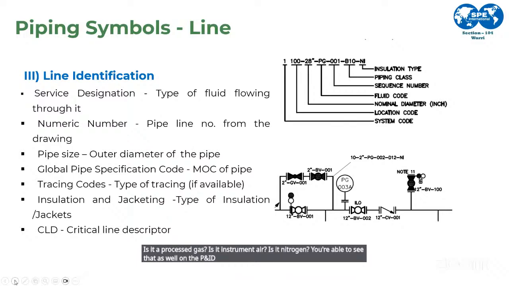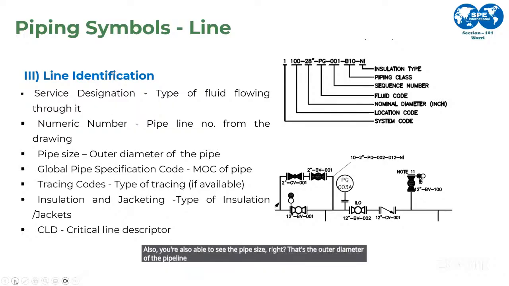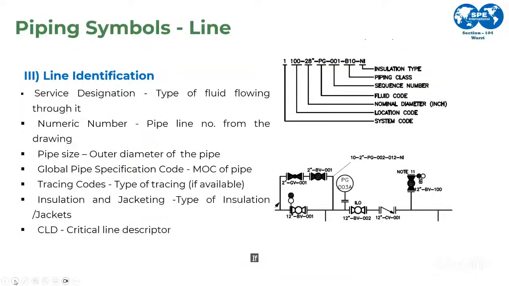Also, you're able to see the pipe size, right? That's the outer diameter of the pipeline. Is it 12 inches? Is it 18? Is it 20 as well? Or you're also able to see it in nominal pipe size, that's in mm, if it's not captured in inches.